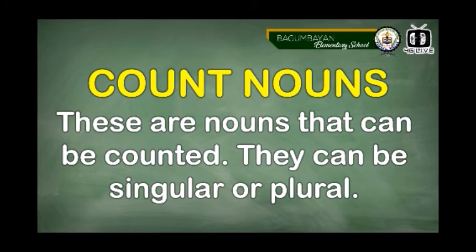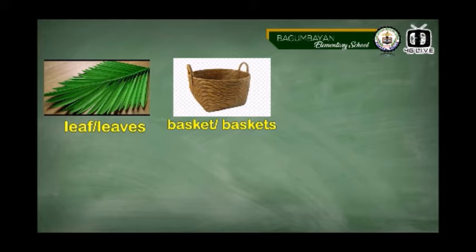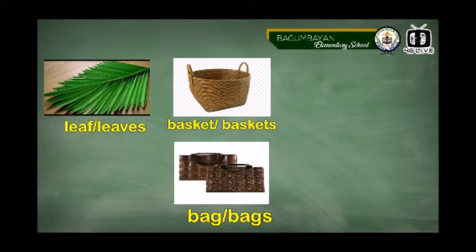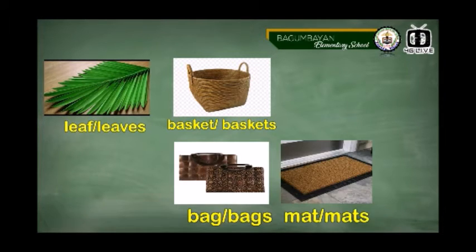These nouns are called count nouns. Count nouns are nouns that can be counted. They can be singular or plural. The examples of these are leaf or leaves, basket or baskets, bag or bags, mat or mats. Can you think of examples of count nouns? Of course! In 5 seconds, list down at least 2 count nouns in your notebook.